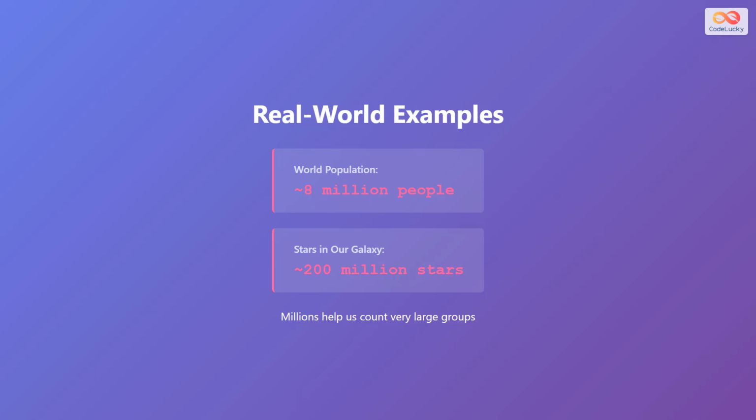Millions exist all around us. The world population is approximately 8 million people. In our galaxy, there are approximately 200 million stars. These examples show us how useful millions are for counting very large groups of things.